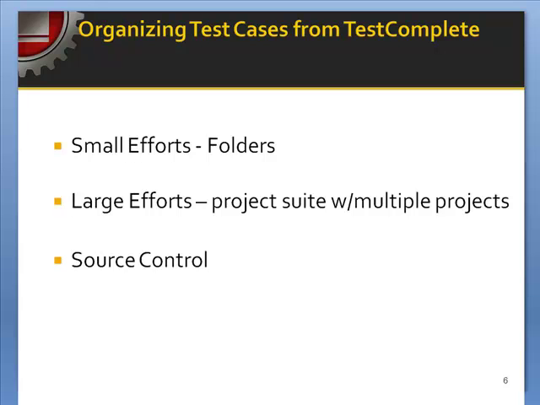If you have a larger effort that has multiple automation engineers, maybe multiple product lines, or multiple projects, then I would have a little bit more sophisticated organization method, and that would be by using project suites and then maybe even multiple projects. The reason you want to do that is you want to make sure that if someone checks something out, you're not overriding each other's work. So by having multiple suites and multiple projects, you can have people check out just the things that they want to change, and you're not going to have the danger of overriding somebody else's work.